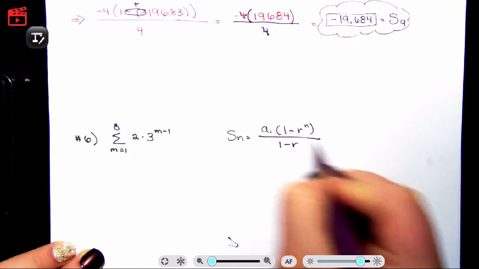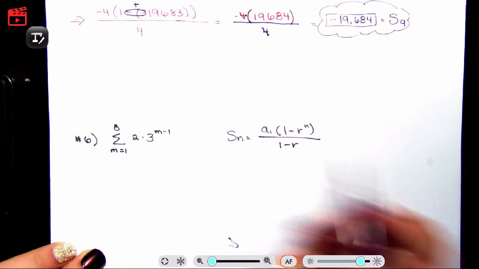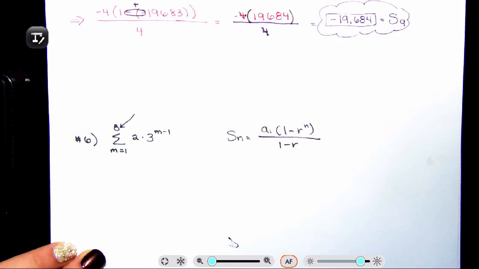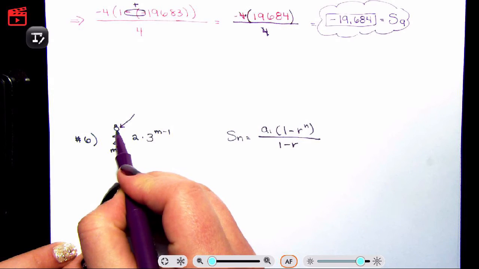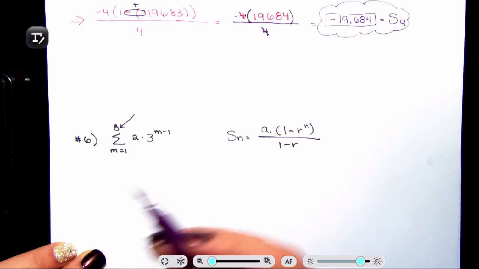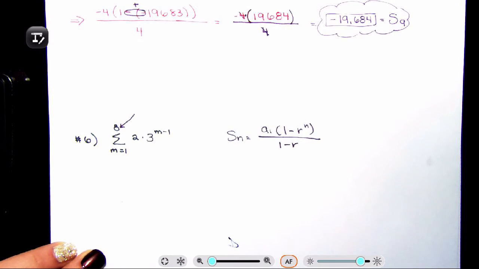Now, why do I know to use this formula instead of the infinite formula? It's because of this upper limit. The upper limit gives you the last position number. In this case, the number in the 8th position is the last number that we're going to be adding in our series.